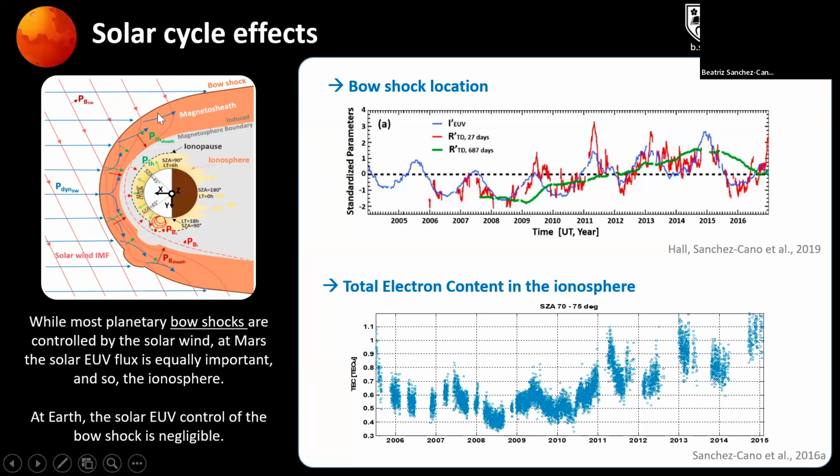Here, we consider the boundary a determinator, just to always be in the same plane. And this is what we have here at the top. So in blue is the solar irradiance, and in red we have the crossings of the bow shock.